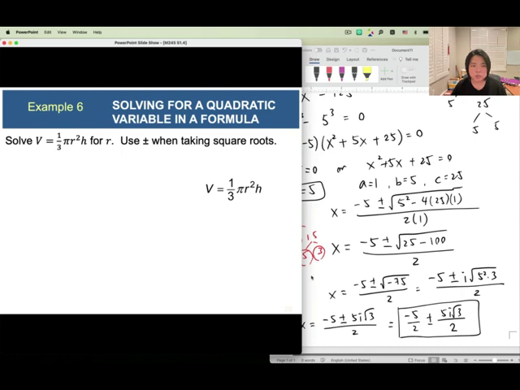So another one: solve V equals 1/3 pi r squared h for r. Use plus or minus when taking square roots. Okay, so we want to solve for the r in here.